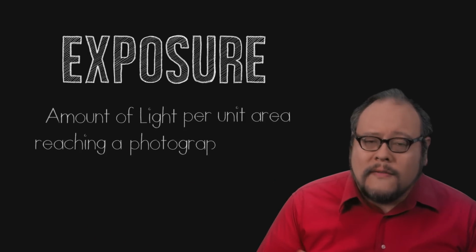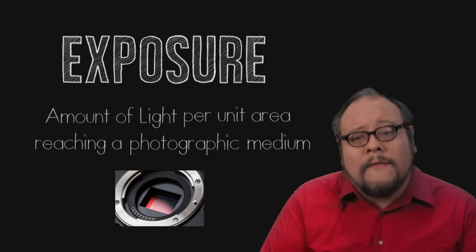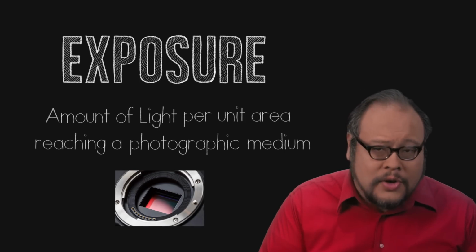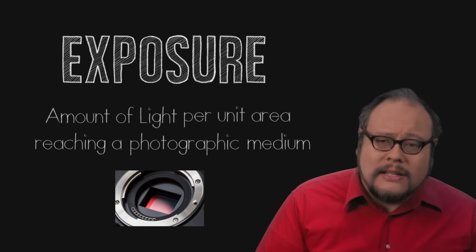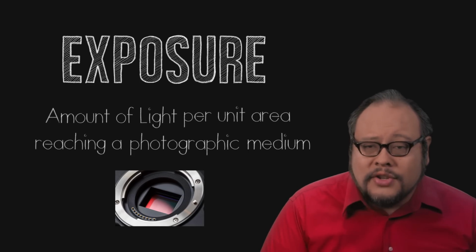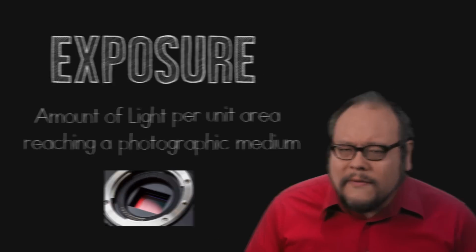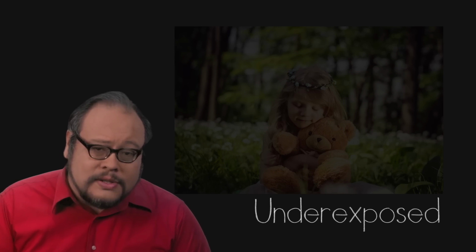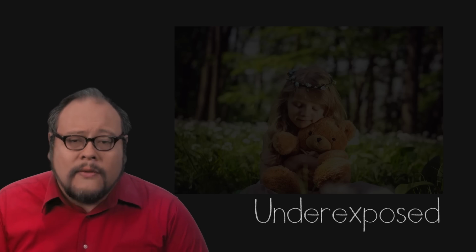Outside of promises of future recognition in lieu of payment from shifty producers, exposure is basically the amount of light per unit area reaching a photographic film or electronic imaging sensor. This light is then translated by the photographic medium into an image. If we have too little light for our photographic medium, the image is said to be underexposed and looks very dark. If we have too much light, then the image is overexposed and looks too bright.